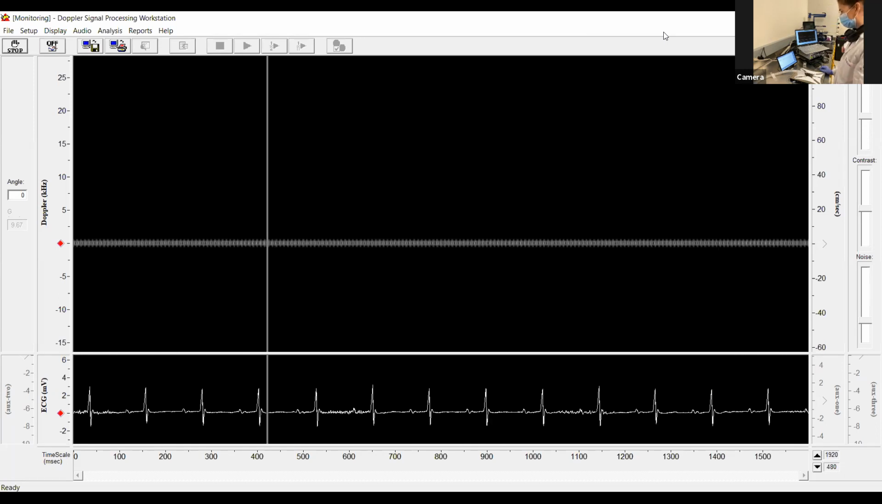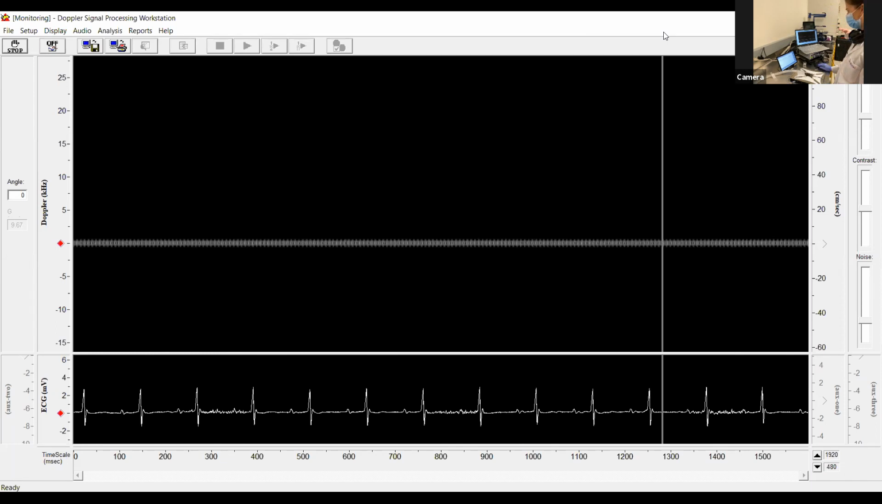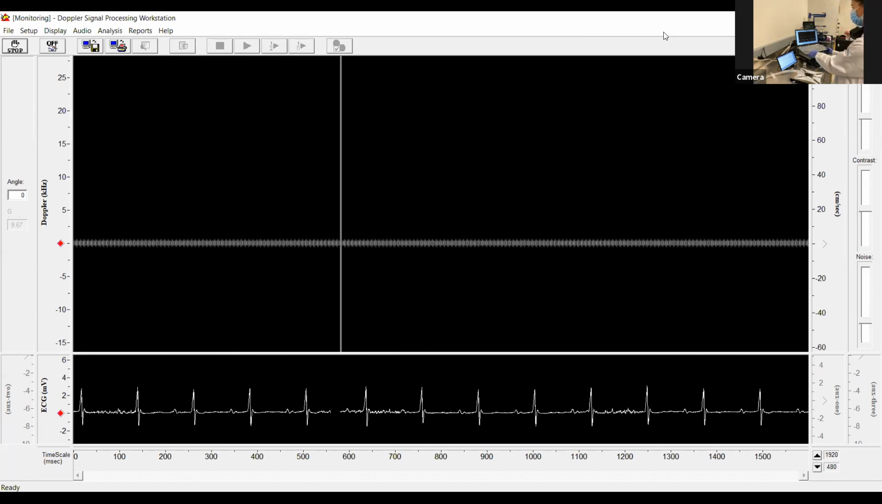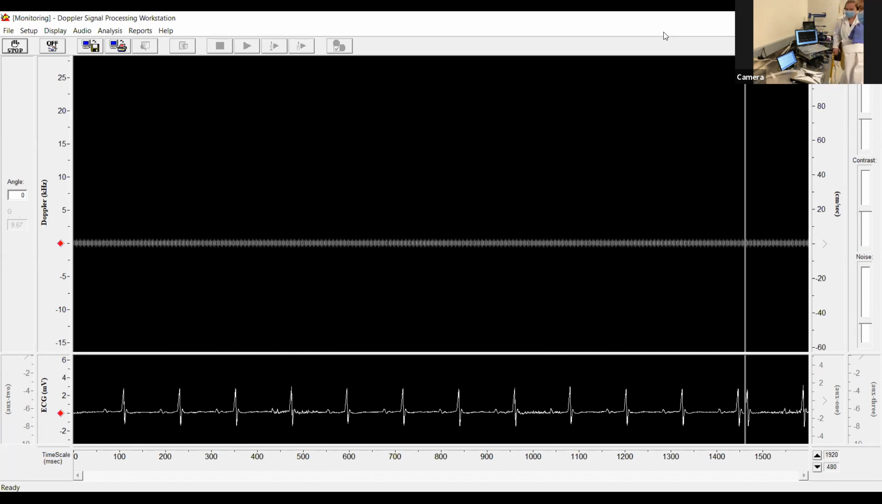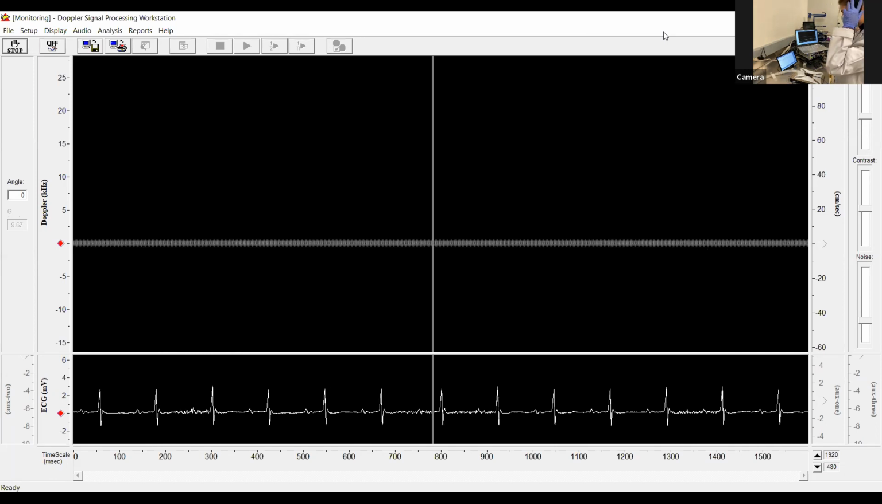And what we can see is that the ECG signal that we see on the tablet is fed into the software of the Doppler Flow Velocity System, so that as we start to acquire spectrums and velocity flows, that will line up with the ECG signal.